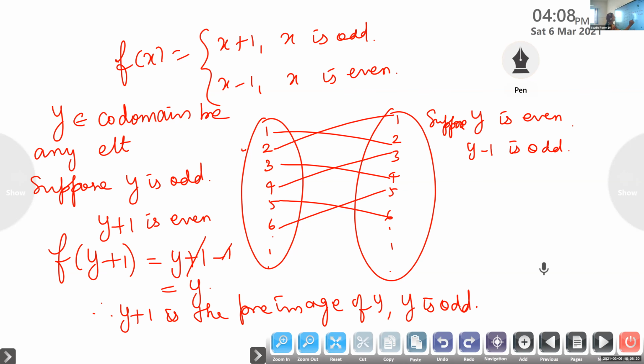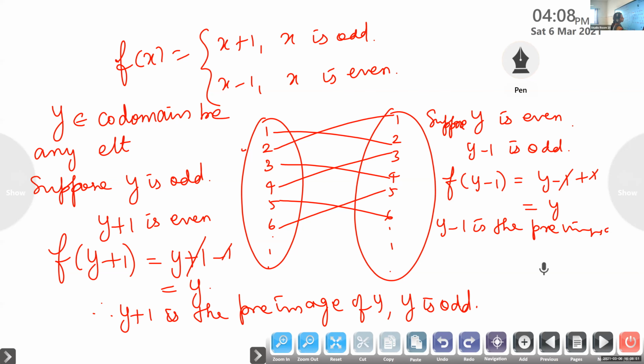Now, what is f of y minus 1? Y minus 1 is odd. For an odd number, how is the function defined? F of x is x plus 1 if x is odd. So y minus 1 is odd, so with that argument, we will add 1, which is y. So y minus 1 is the preimage of y when y is even.